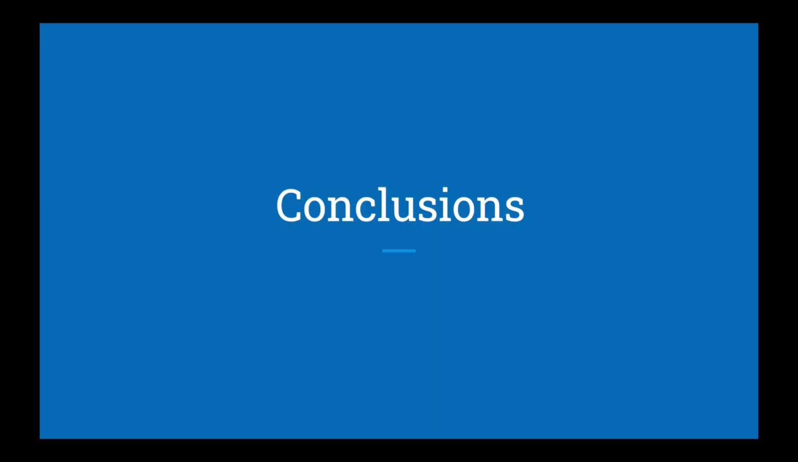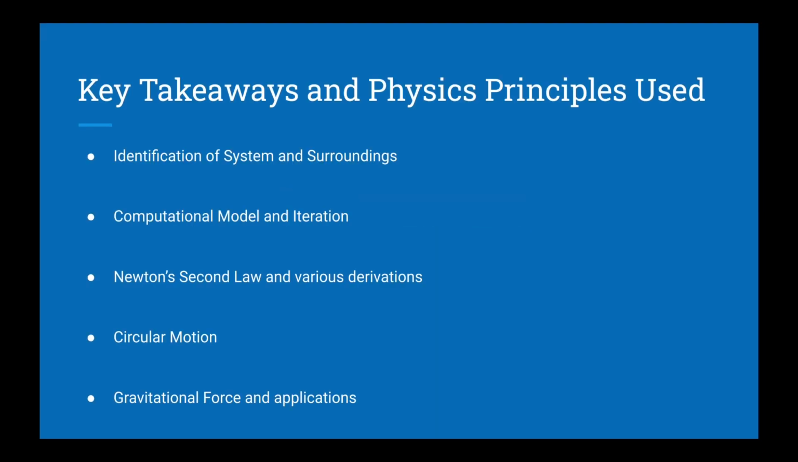Conclusions. Some key takeaways in physics principles used included identifying the system and surroundings, using a computational model and iterating, then utilizing Newton's second law and various derivations along with circular motion to determine the net force and parallel and perpendicular components, then the gravitational force and its application to determine the net force of the system at hand.